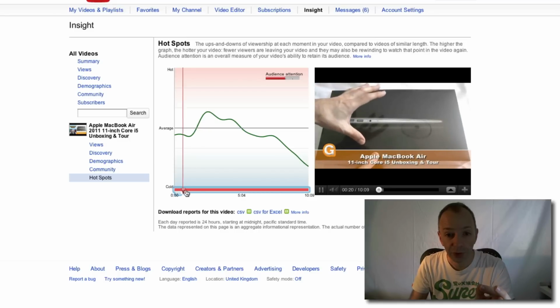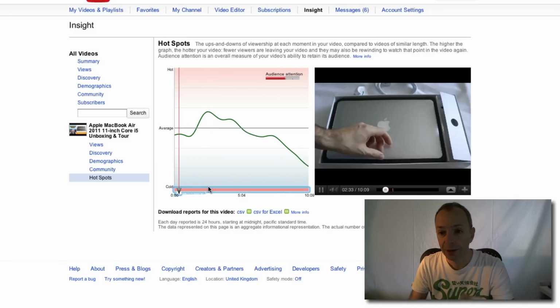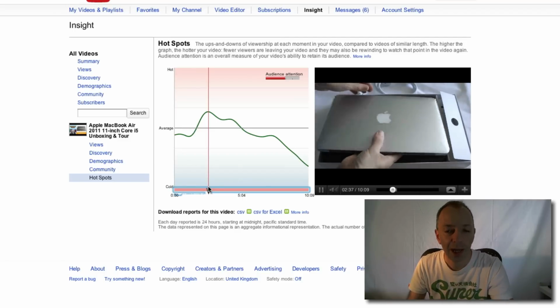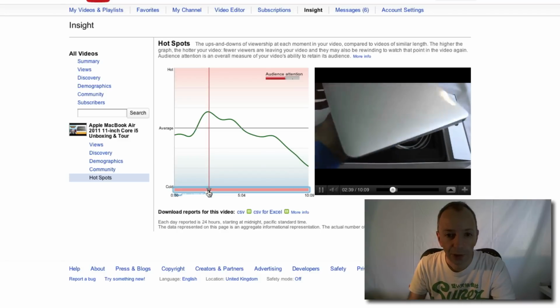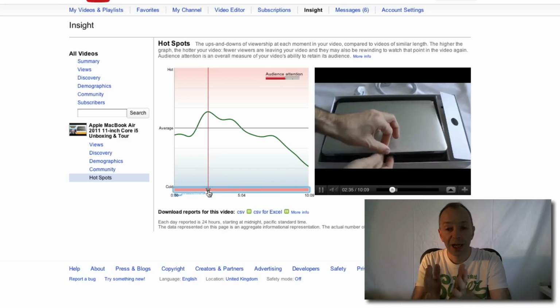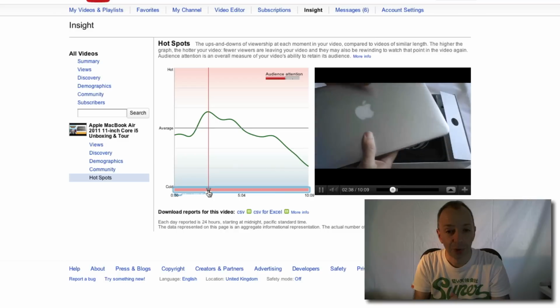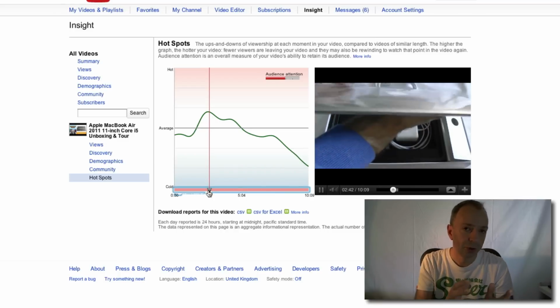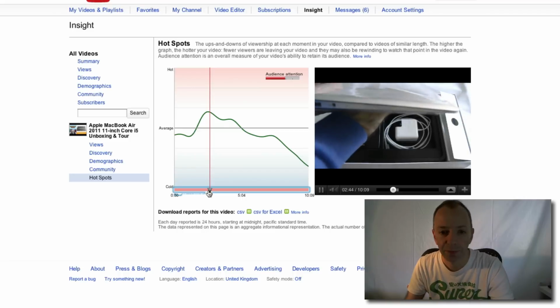If I pull this across to here, where it was peaking, I can see what I was doing at that time, and it was when I was lifting up the MacBook Air out of that box. I can also note what I'm saying at the time that that happened, and if I haven't got those in my tags for the video, I can add those in to try and drive more views to that particular video.